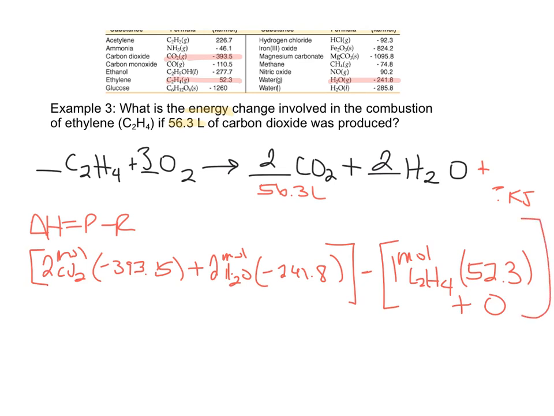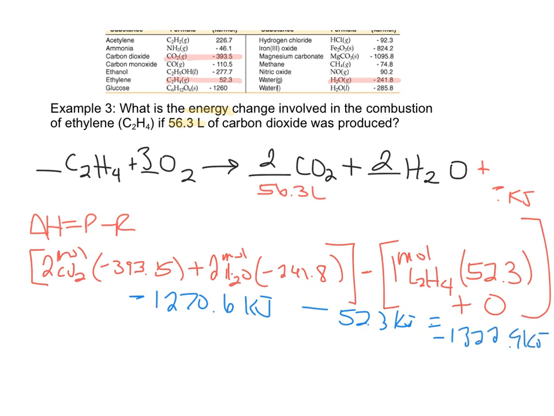So now let's calculate this. 393.5 times 2, plus 2 times negative 241.8. So our products here are going to be negative 1,270.6 kilojoules. I'm going to subtract our reactants, just 1 mole of 52.3 kilojoules, so that's negative 1,270.6 minus 52.3. So our change in heat here is going to be negative 1,322.9 kilojoules.